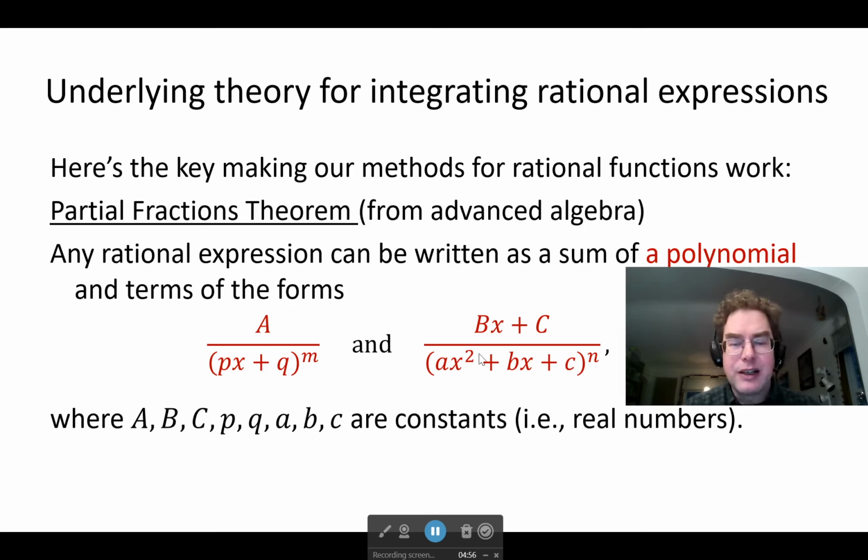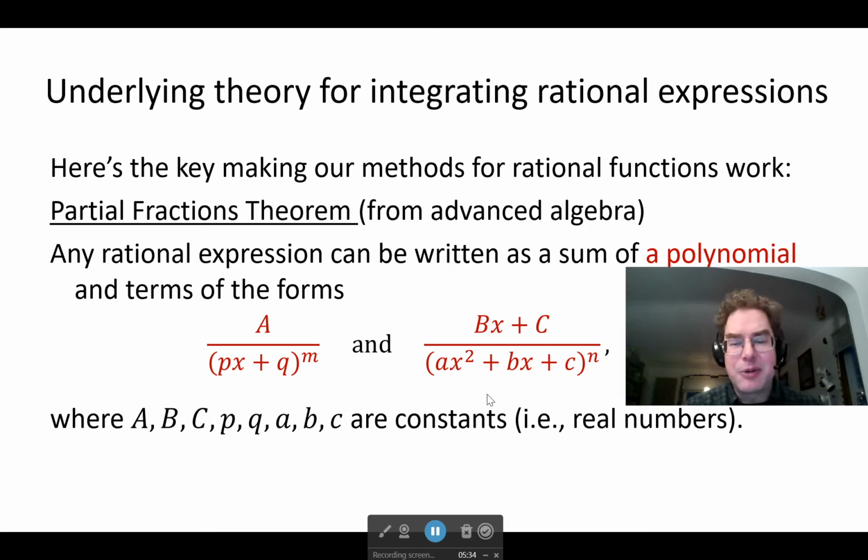Okay, and then the other form that terms can have is that they can look like bx plus c over ax squared plus bx plus c to the n. Now, this is great news because all of these are types of expressions that we can integrate. Polynomials, very easy to integrate. If we have a constant over a power of a linear function, that is also pretty easy to integrate with a little bit of substitution.